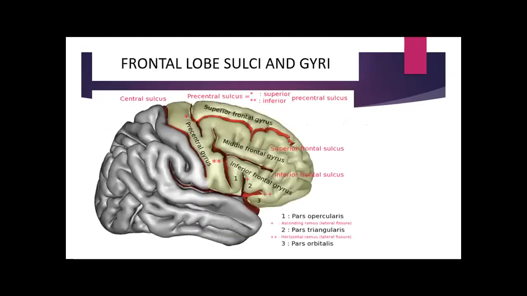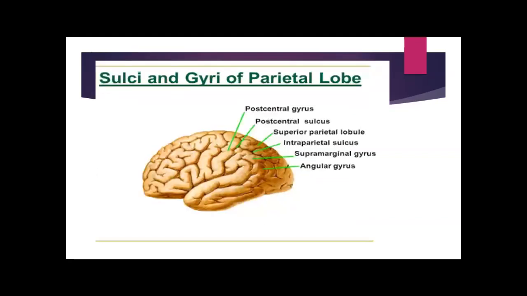This is a diagram showing the frontal lobe, sulci, and gyri. We have the superior frontal gyrus, middle frontal gyrus, and inferior frontal gyrus, along with superior frontal sulcus and inferior frontal sulcus. And we have the precentral gyrus. This is a diagram showing the sulci and gyri of parietal lobe. There is the postcentral gyrus, postcentral sulcus, superior parietal lobule, intraparietal sulcus, supramarginal gyrus, and angular gyrus.